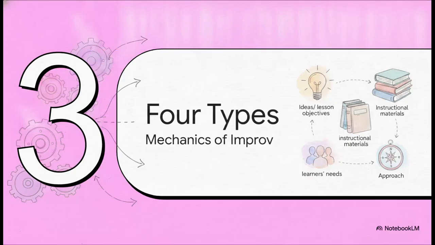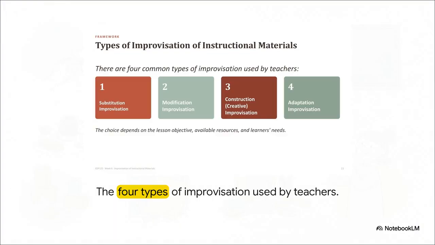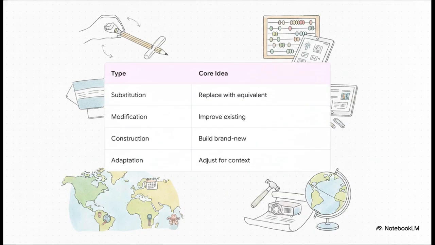That brings us to Section 3, the 4 types of improvisation. Understanding the actual mechanics here is absolutely crucial. There are 4 common frameworks teachers can pull from their toolkit: substitution, modification, construction, and adaptation. And your choice here depends entirely on what your lesson objectives are and what your specific learners need. Now, what's really interesting about this breakdown is the core idea behind each type.